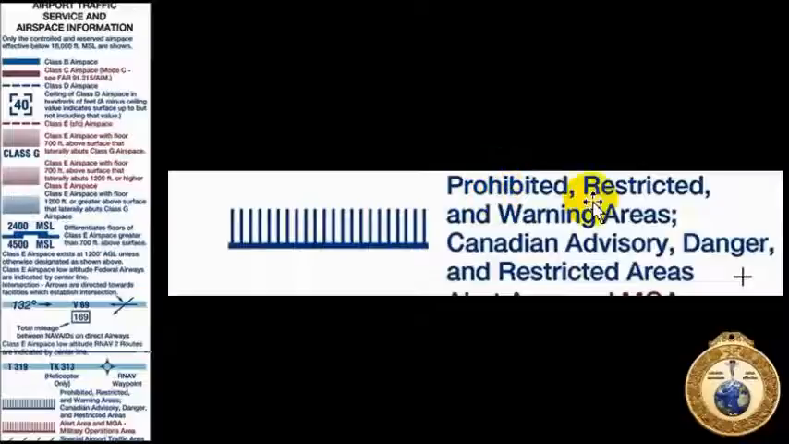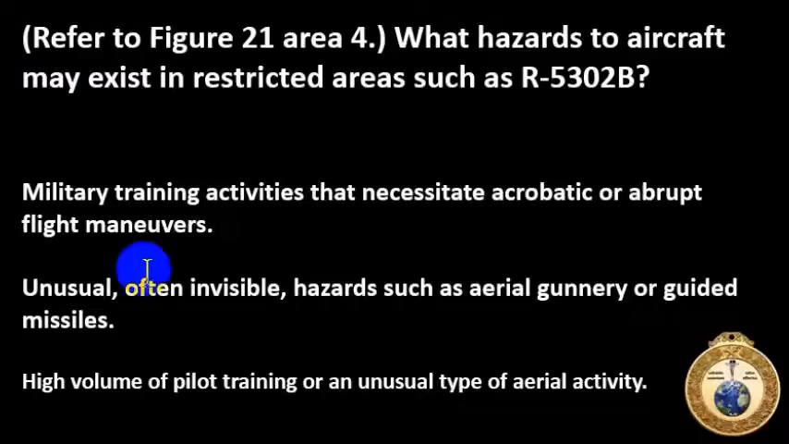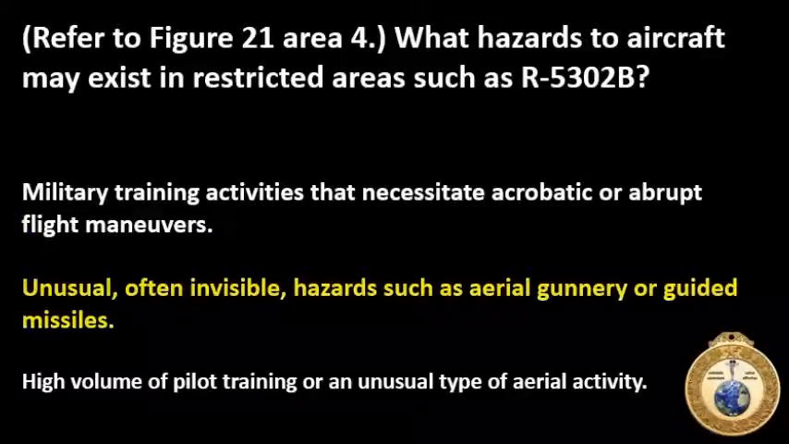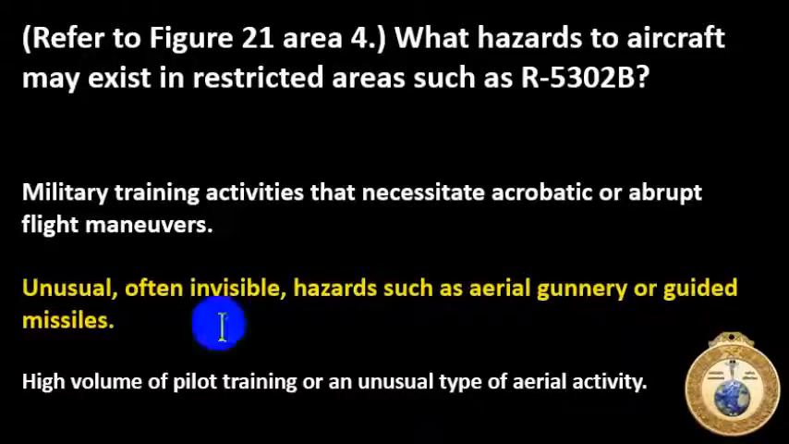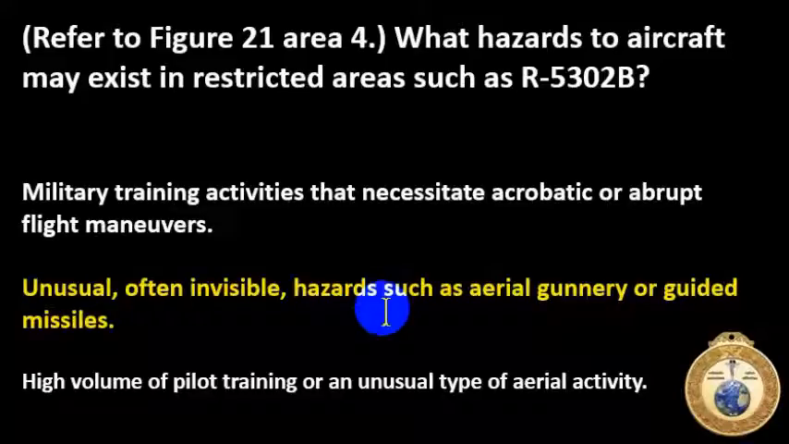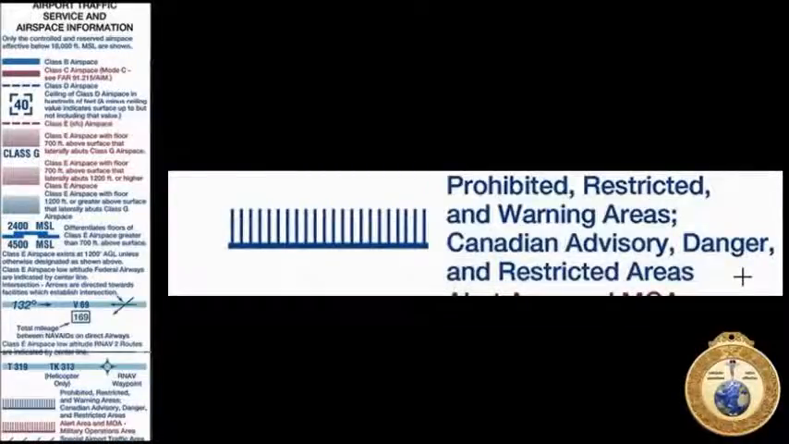So this could be a prohibited, restricted, or warning area, or a Canadian advisory, danger, or restricted area. Basically, in restricted areas, what we would have going on is unusual, often invisible hazards such as aerial gunnery or guided missiles. And that's not the end of it. There are some other things that could be going on, but it's not something you would want to be playing with if it's hot. And when I say hot, I mean active.